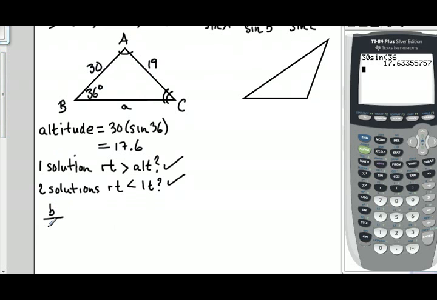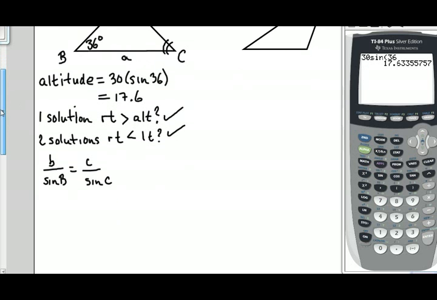So B over sine of B has to be used first. We cannot use A over sine of A because that would leave us with two unknowns. So let's put in C over the sine of C.